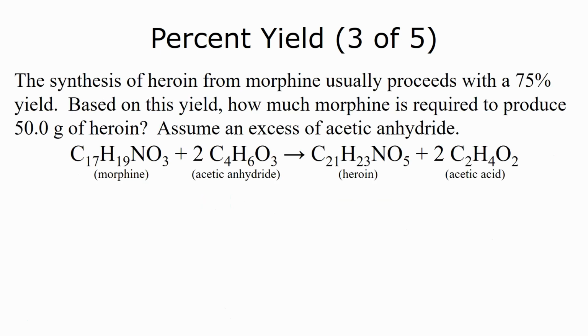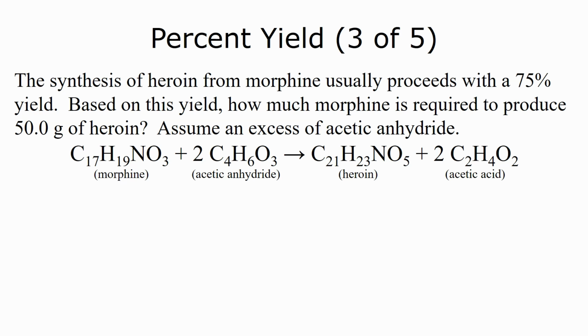Now, that's not the only type of calculation you may be performing with percent yield. For example, the synthesis of heroin from morphine usually proceeds at a 75% yield. Based on this yield, how much morphine is required to produce 50 grams of heroin? Assume an excess of acetic anhydride.